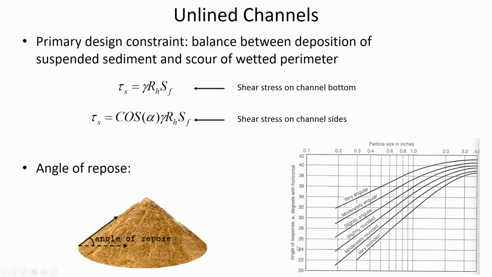But here are some typical angles of repose for different particle sizes and how angular and jagged the particles are. If the particles are round, they tend to roll off of each other, and so there's a lower angle of repose, as compared to angular, misshapen, non-spherical particles that kind of interlock and lead to a higher angle of repose.